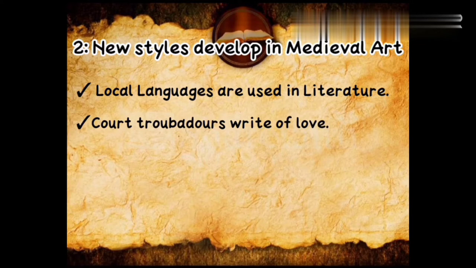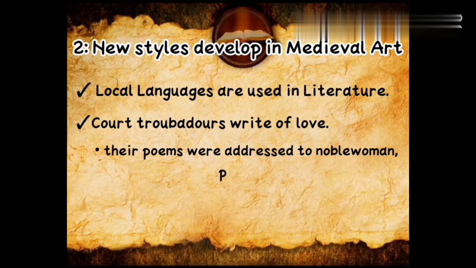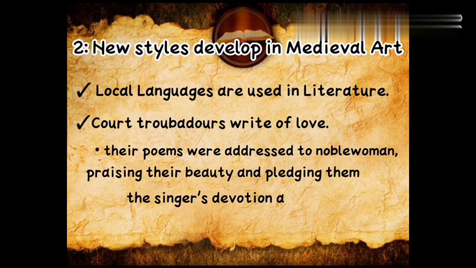Vernacular language were also used by medieval poets who wrote short verses and songs on religious themes. Their poems were addressed to noble women, praising their beauty and pledging to them the singer's devotion and loyalty. Unlike minstrels, who were professional entertainers, the poets, musicians, or troubadours were usually nobles. Court troubadour's rite of love, based on my understanding, is a poem and song so that they can convey to their loved ones how they feel. It is also a way for them to show loyalty to their loved ones.